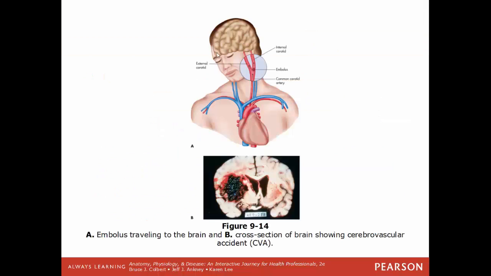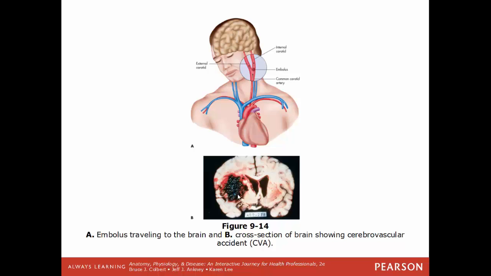Here in this image, we have both an illustration and then a real image. The image on top shows an embolism, which is a traveling blood clot finding its way up into the brain. That will lead to a CVA, a cerebrovascular accident, or a major stroke. And this area here is black due to the death of the tissue. This is a major stroke.